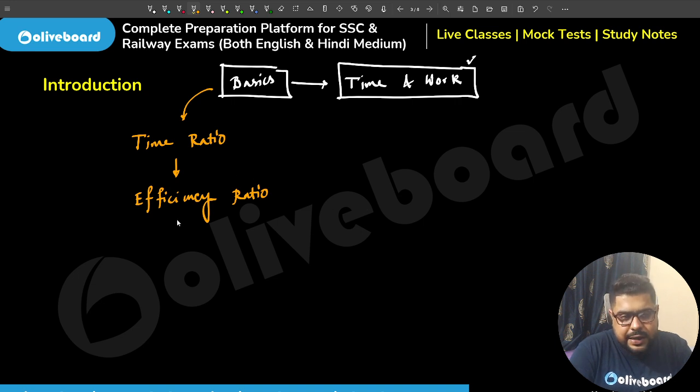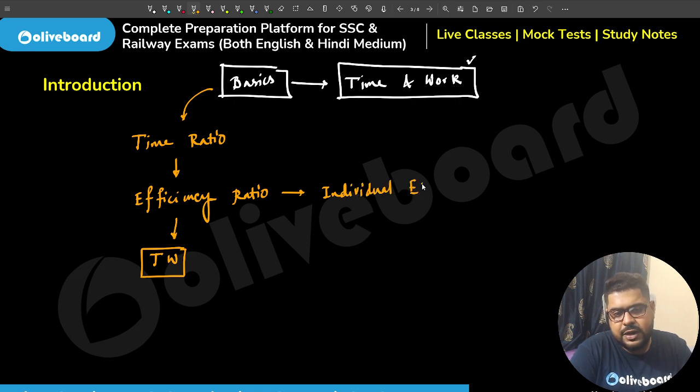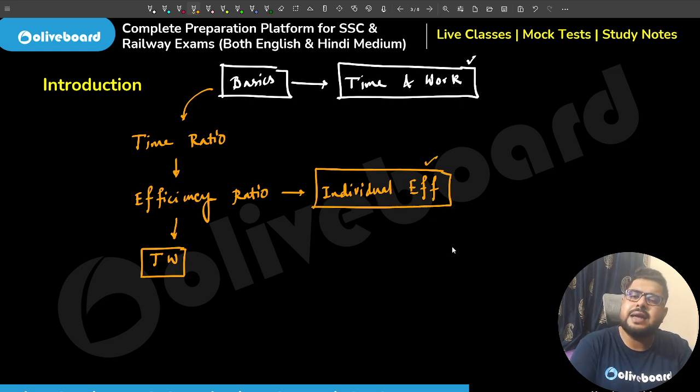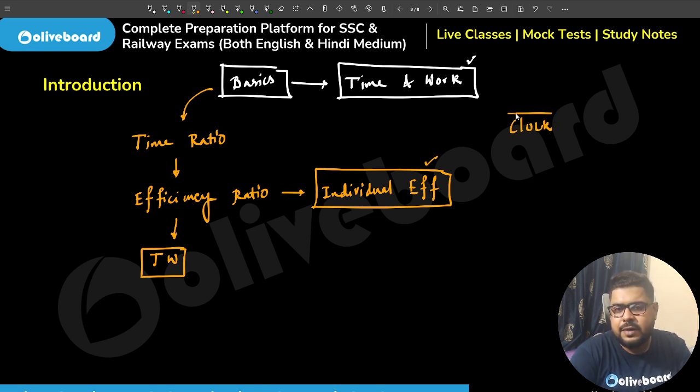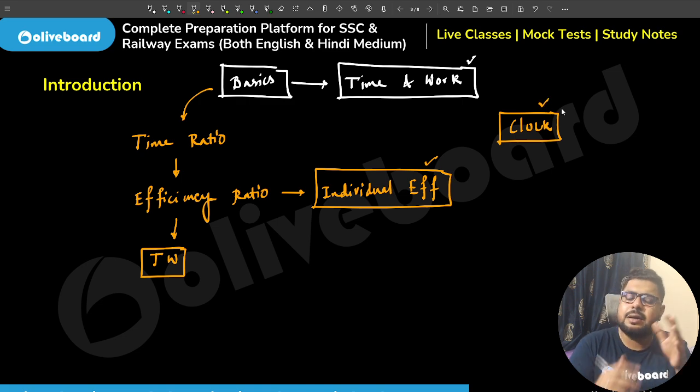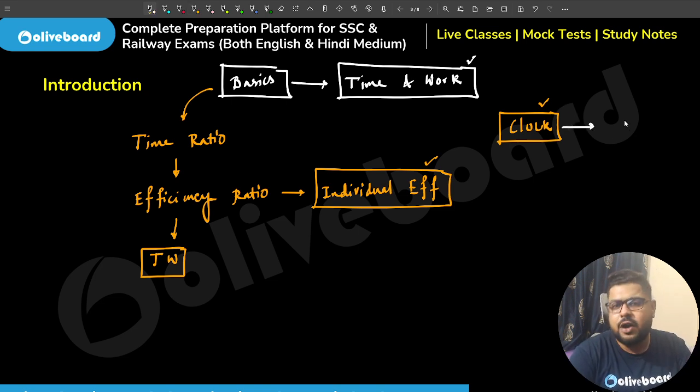Once we get the efficiency ratio, we also need to find the total work. And from the efficiency ratio, I'll get individual efficiencies as well. Once that is done, I can start with my question. Now the clock: they will say this pipe was turned on at 8 o'clock, 9 o'clock, whatever. From there, you need to calculate the time.